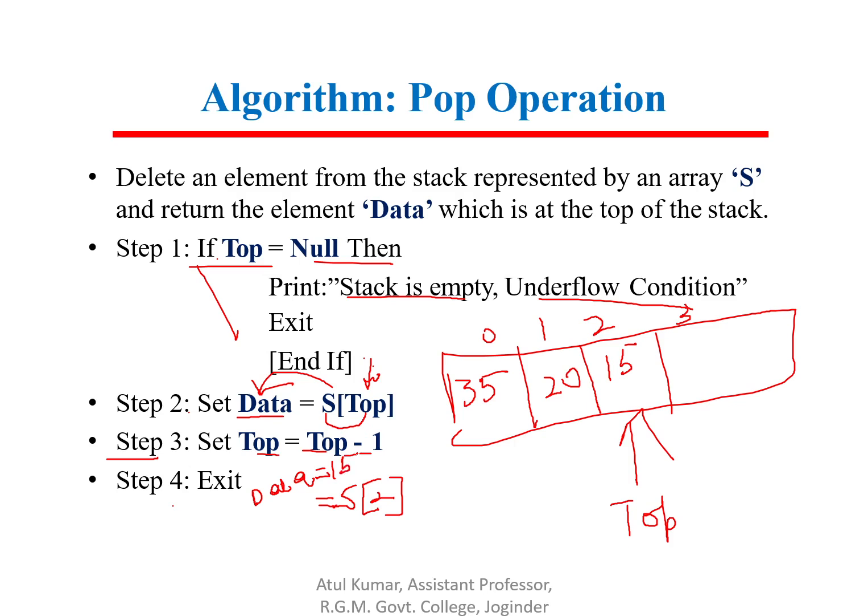So in data we have assigned the value 15, then we decrement the value of top. Now top is 2, so top becomes 1. Now top starts pointing to this position, and this 15 is deleted from the stack. In this way we can apply a pop operation on the stack.